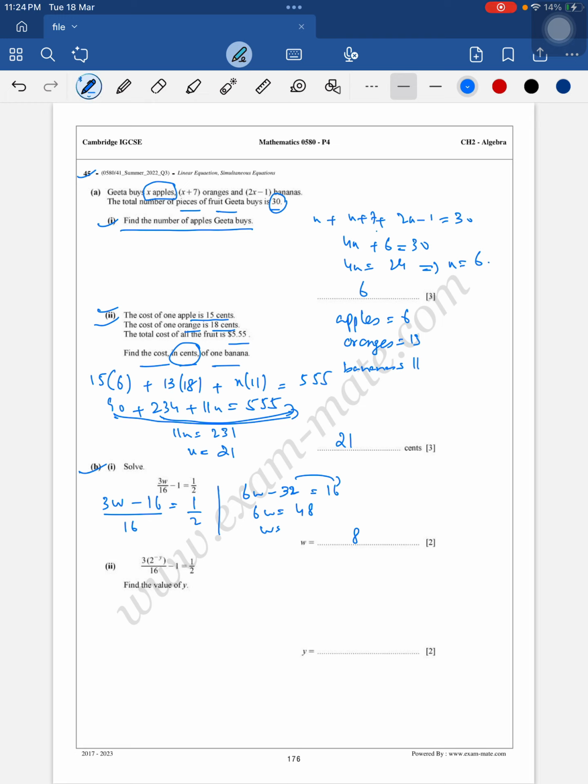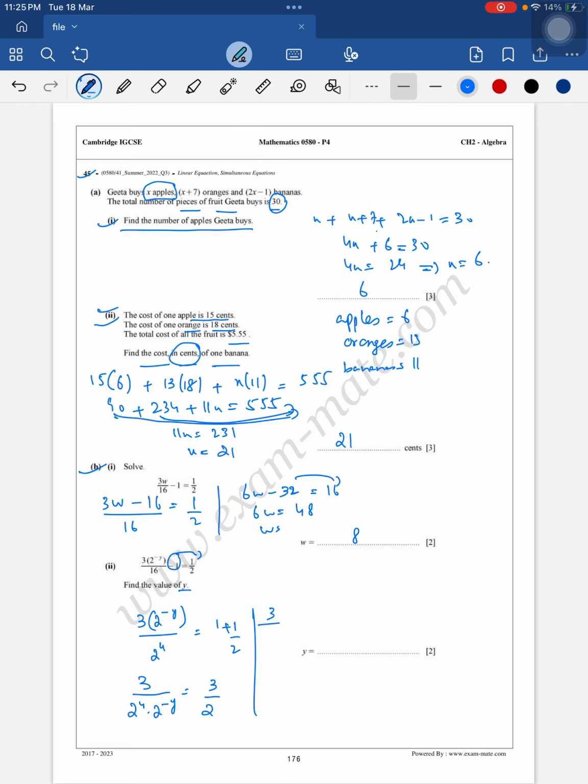Part 2: 3 into 2 power minus y upon 16 minus 1 is equal to 1 upon 2. Find the value of y. So first I should move minus 1 over there. So 3 into 2 power minus y upon 16, and I can write 16 in the form of 2 power 4, and minus 1 goes over there, so 1 plus 1 upon 2. So if I take this 2 power minus y down to the denominator, it will be plus y, so 2 power 4 or 2 power minus y equals 1 plus 1 upon 2, which is 3 upon 2.